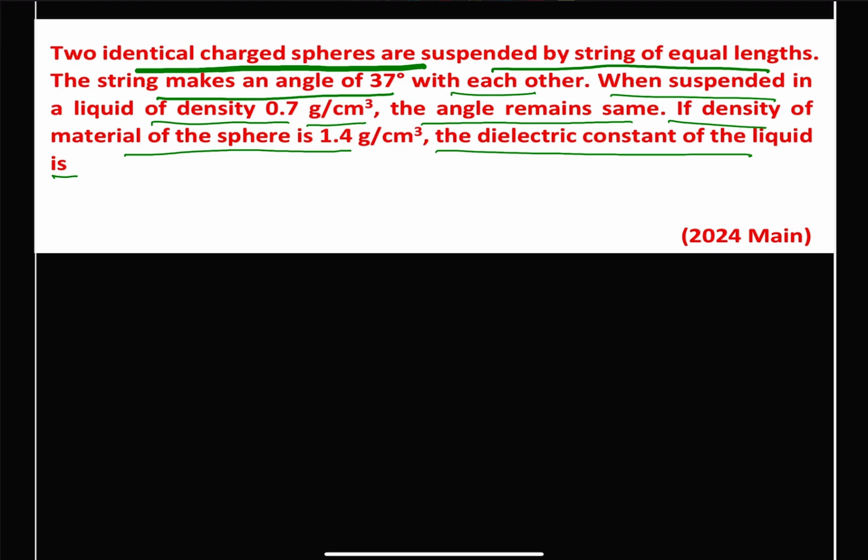Okay, so we can just draw an approximate figure. Suppose this is the mean position, and we have two identical charges, same charges. Obviously there will be a force of repulsion between them, and the string makes an angle with each other. The angle given with each other is 37 degrees, and mg will be in the downward direction, and this is the tension. Similarly on the other side also, we have our mg and we have a tension, and we are given that the angle should be the same.